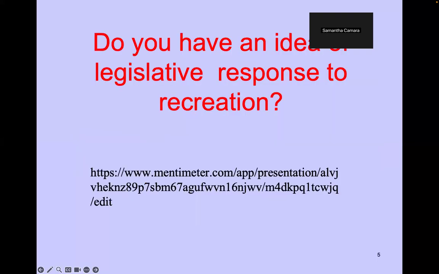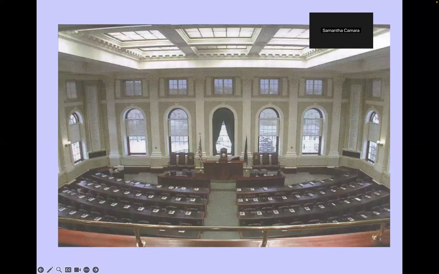First, do you have any idea of legislative response to recreation? Open your Mentimeter and give your response if you have any idea of legislative response to recreation. Thank you so much for your answer. We will discuss more on that.